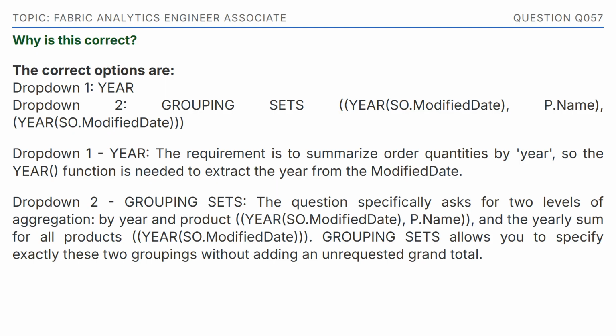Drop-down 2, GROUPING SETS: the question specifically asks for two levels of aggregation, by year and product, YEAR(so.ModifiedDate), p.Name, and the yearly sum for all products, YEAR(so.ModifiedDate). GROUPING SETS allows you to specify exactly these two groupings without adding an unrequested grand total.